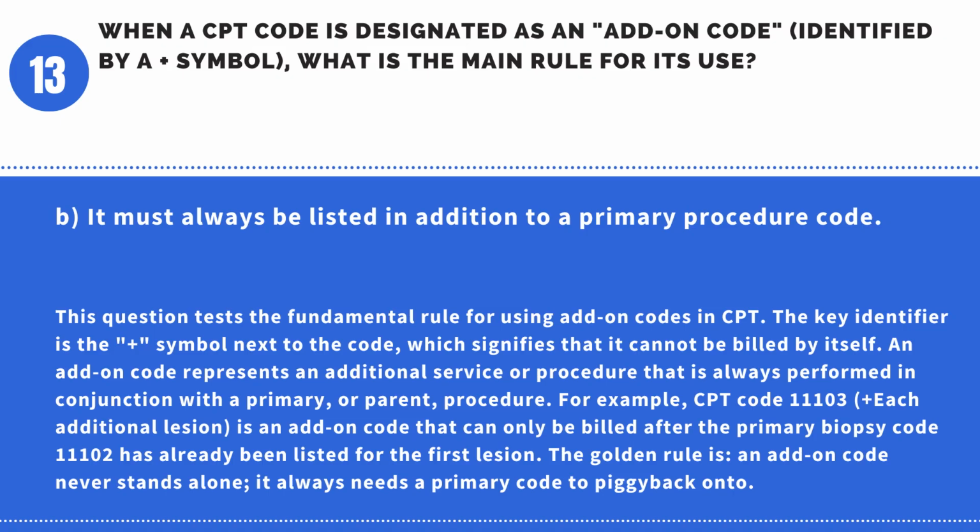procedure. For example, CPT code 11103, plus each additional lesion, is an add-on code that can only be billed after the primary biopsy code 11102 has already been listed for the first lesion. The golden rule is, an add-on code never stands alone, it always needs a primary code to piggyback onto.